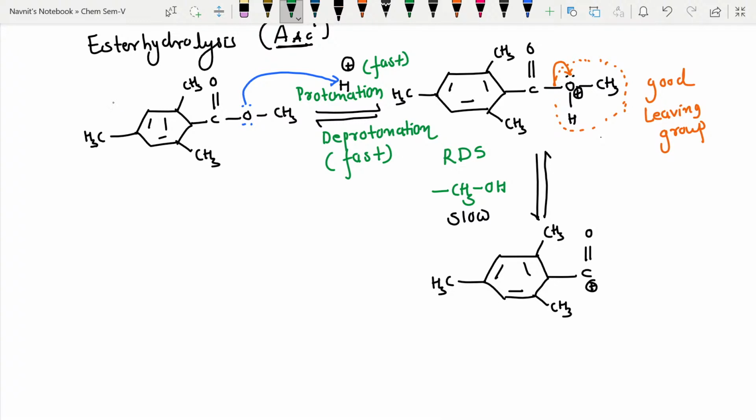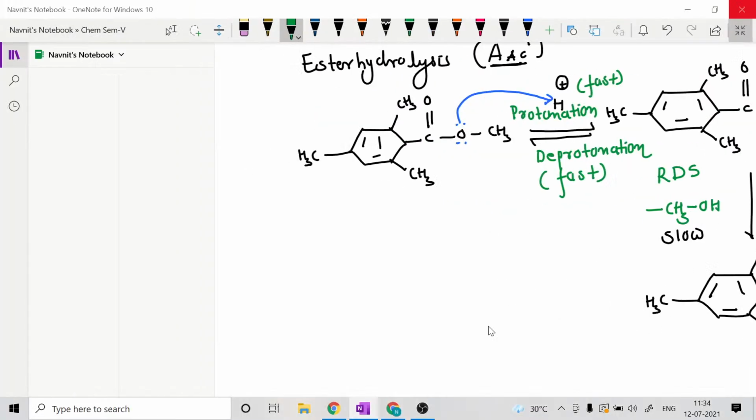But what happened in the backward reaction, where the methanol now attacks this positively charged carbon? We get this molecule, but this attack is fast. So the forward reaction is slow, but the backward reaction is fast.